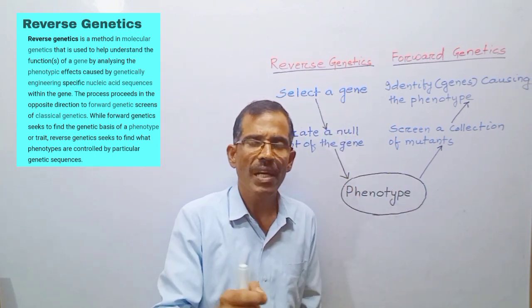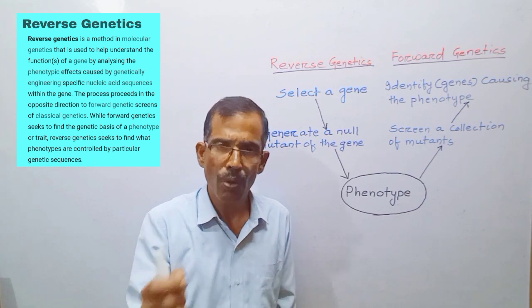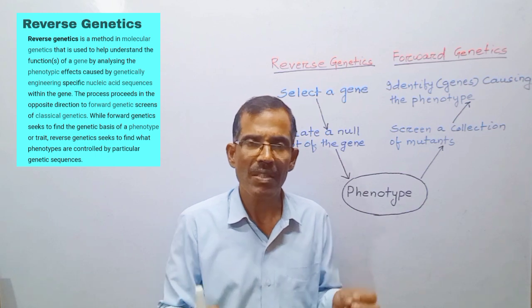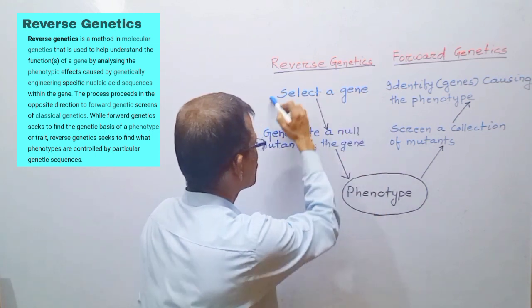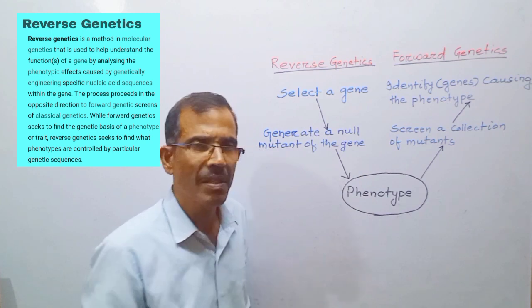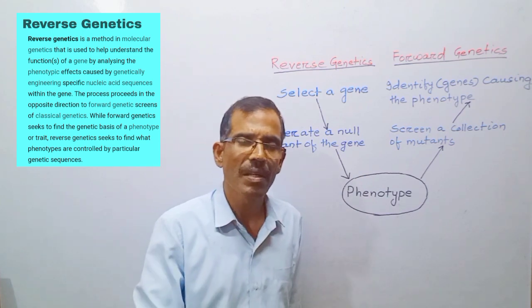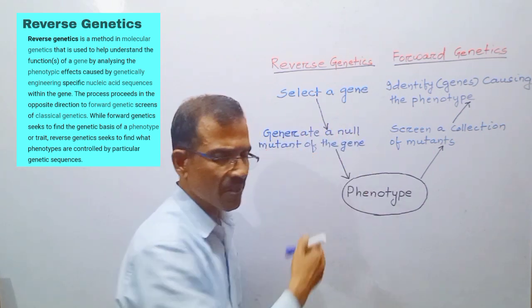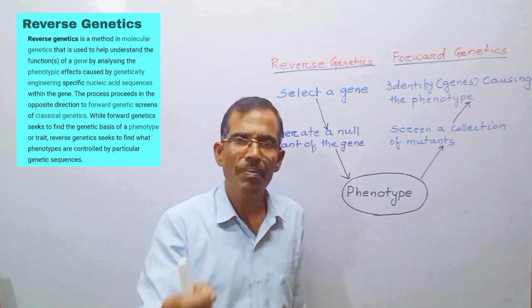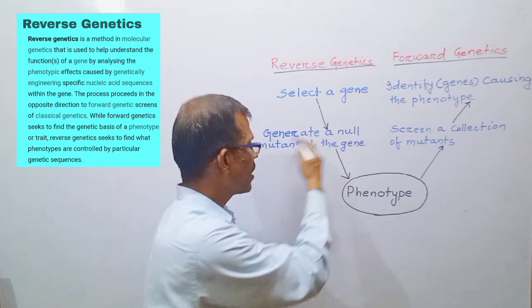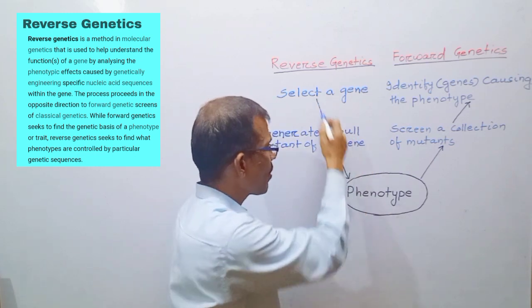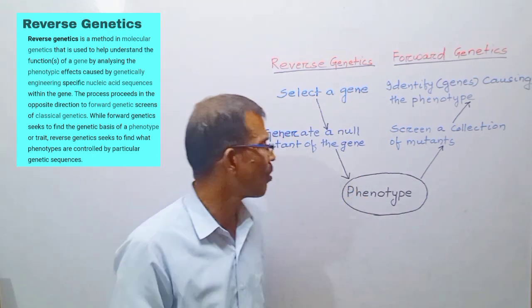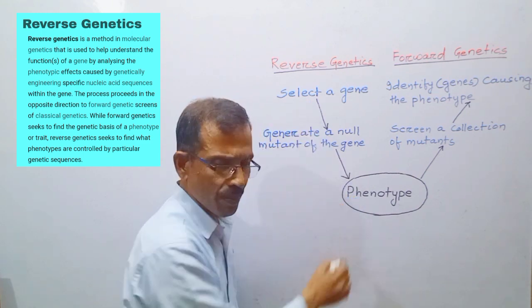We know the exact sequence of the gene, but we don't know its function. In order to understand the function, first of all, the sequence of the gene is altered by different methods such as site-directed mutagenesis. And this gives rise to a series of mutants. By analyzing the phenotypic changes in the mutants, we can determine the function of the gene. So reverse genetics is based on gene to phenotype approach.